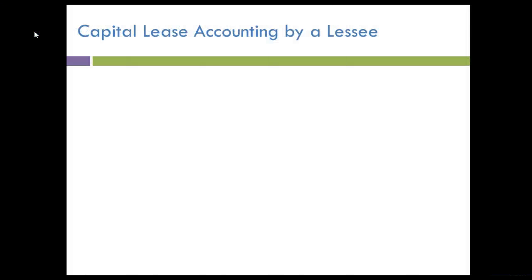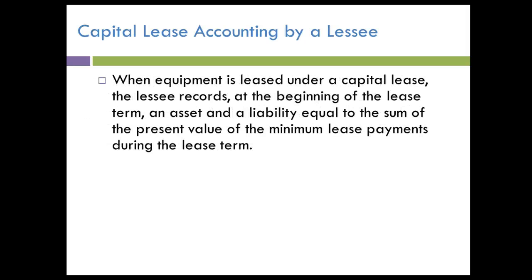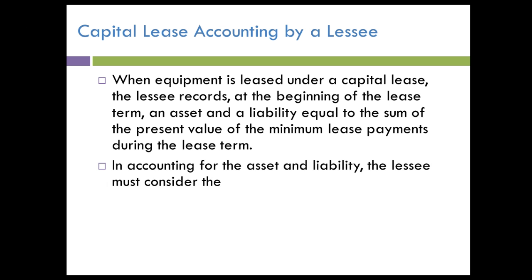So let's continue here to discuss now capital leases accounted for by the lessee. When one of the criteria is met in regards to a capital lease, then the lessee is going to record at the beginning of the lease an asset and a liability that's going to be equal to the sum of the present values of the minimum lease payments during the lease term.